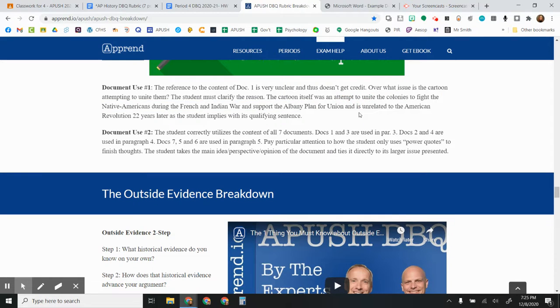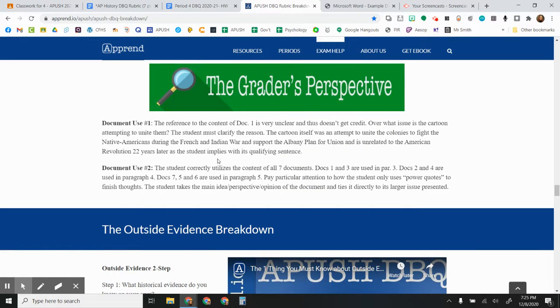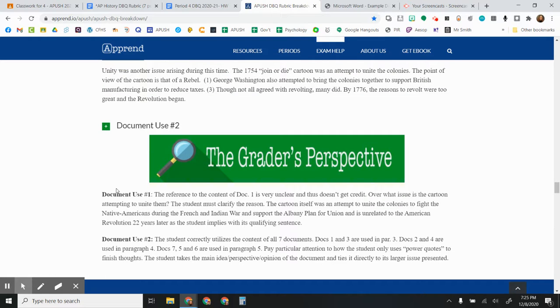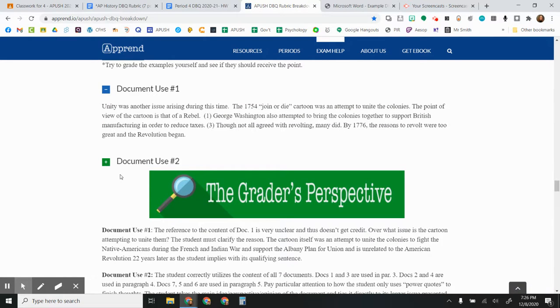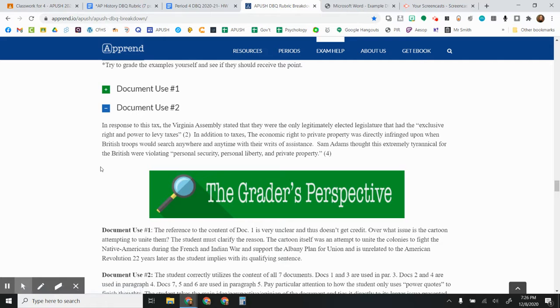And so if you can't say what the context is for that political cartoon, you're probably not going to get that point. Okay. And while it is a step towards the revolution, it is not a direct line to the Constitution. And that's what the student said, is that it was, but it was not a direct line. That is a good example of not showing any complexity. Let's look at document use 2.